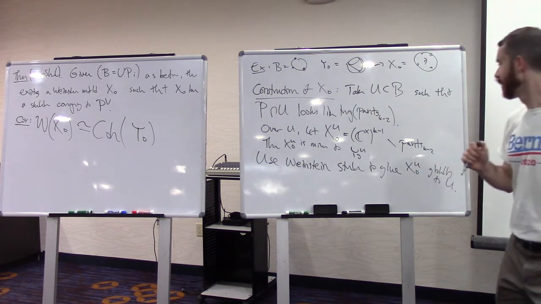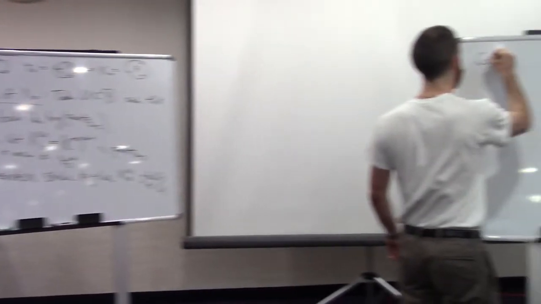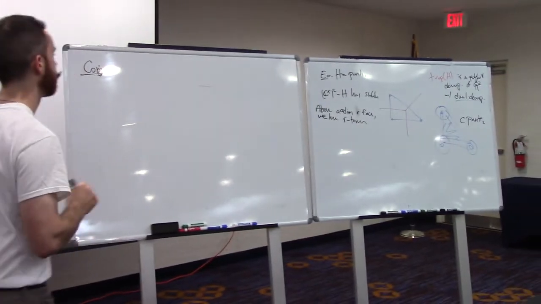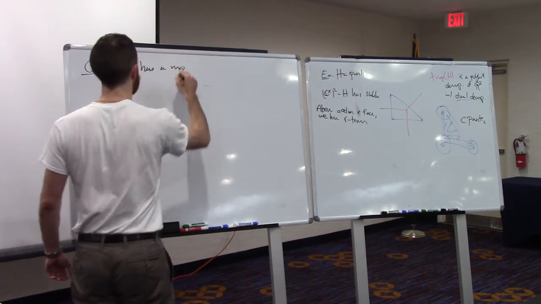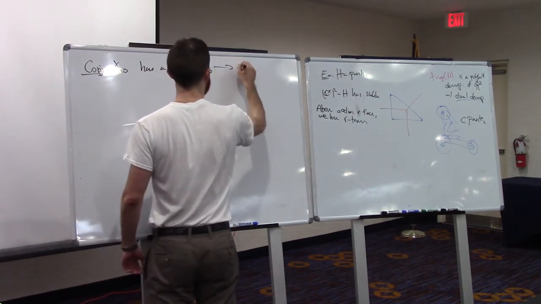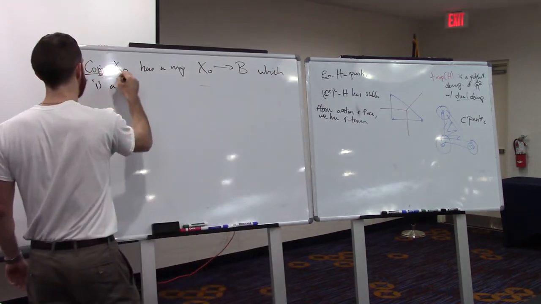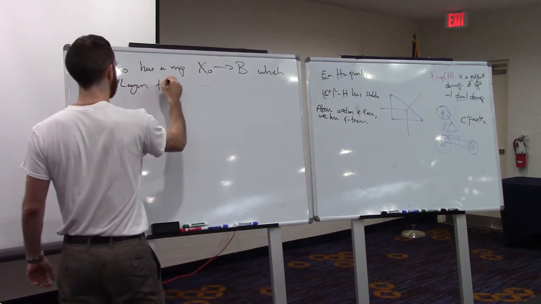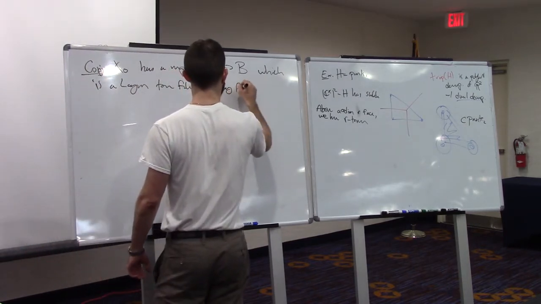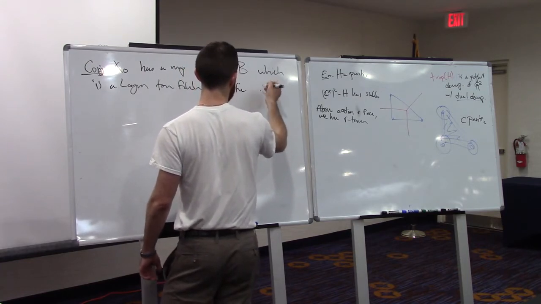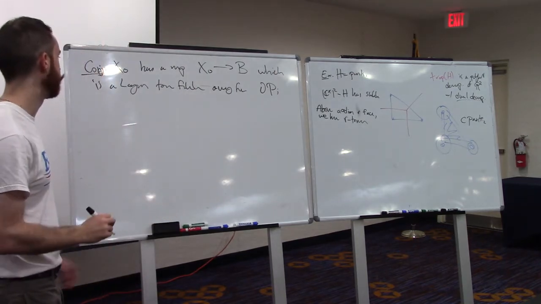Okay, maybe what I wanted to say, okay, so let me state a conjecture, which is that x0 has a map to B, which is a Lagrangian torus fibration away from the boundary of the polyhedral decomposition of B.